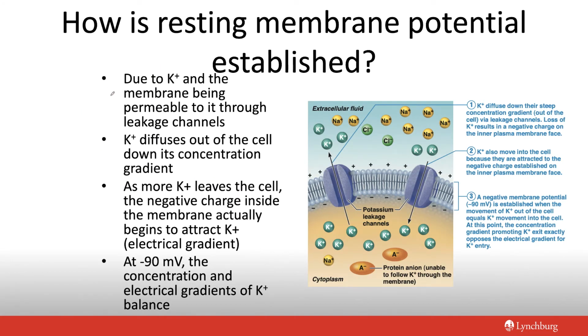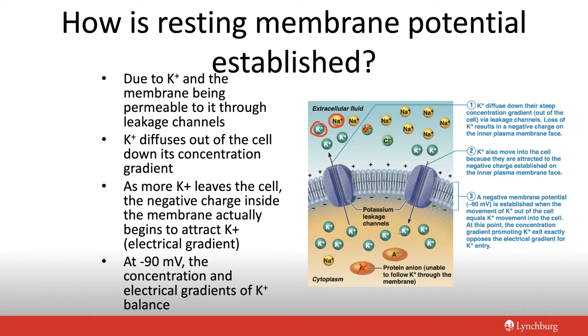Now, how does this happen? Well, a couple different things have to come into play. Our key players here are going to be potassium and sodium. We do have negatively charged chloride ions that don't really play a significant role in establishing resting membrane potential. And we also have negatively charged proteins that also don't play a significant role either, because they can't make their way through the plasma membrane. So our key players are potassium and sodium.